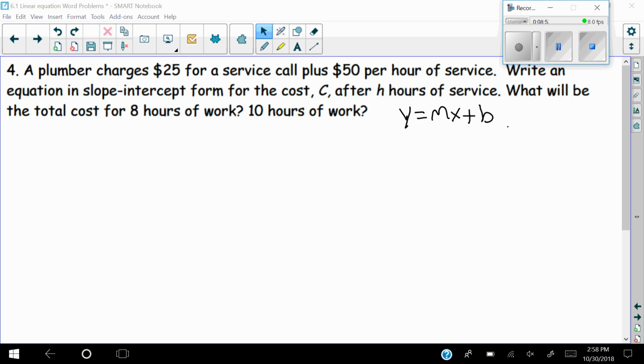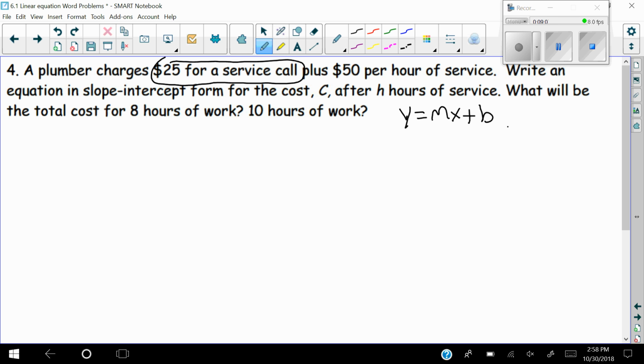All right, so here it says a plumber charges $25 for the service call. So before he does anything, he's going to charge $25. So that's what he's going to begin with. So I'm going to try to circle this here. All right, and that's going to be my B. All right. Then he's going to charge $50 per hour. All right, and that's going to be my M.